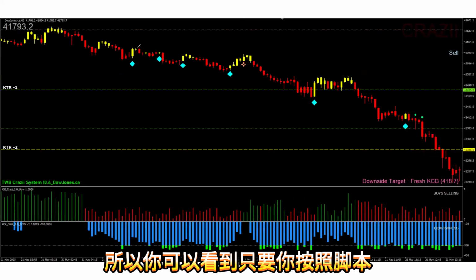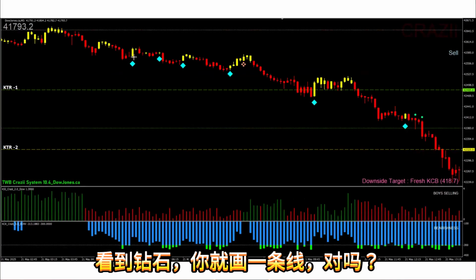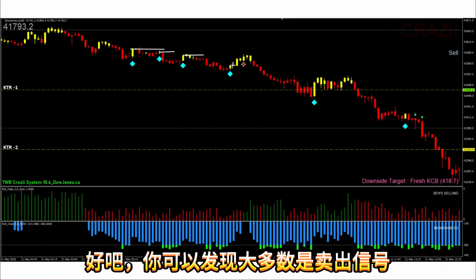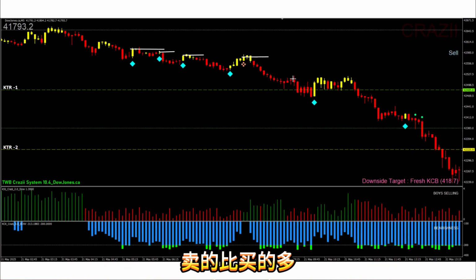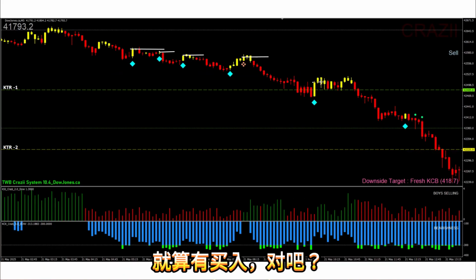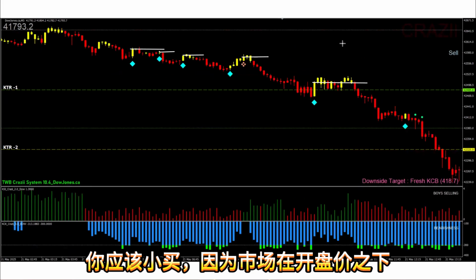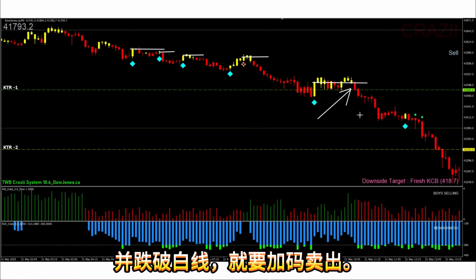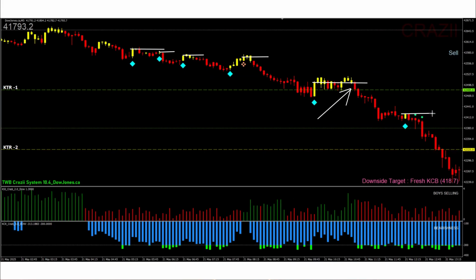So you can see that as long as you follow the script, see a diamond, you draw a line. If you follow the script and you draw, you can see that the majority of it will be more to sell than a buy. And even if it's a buy, you buy less because the market is below OP. But once the market breaks below the OP and below the white line, you sell even heavier.